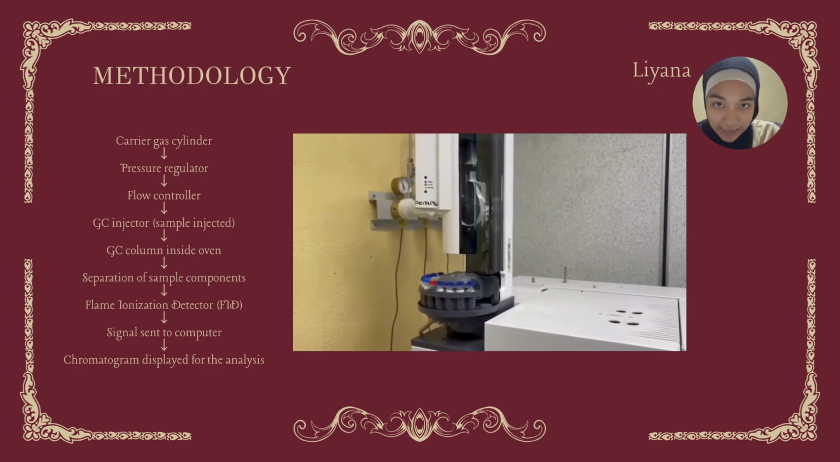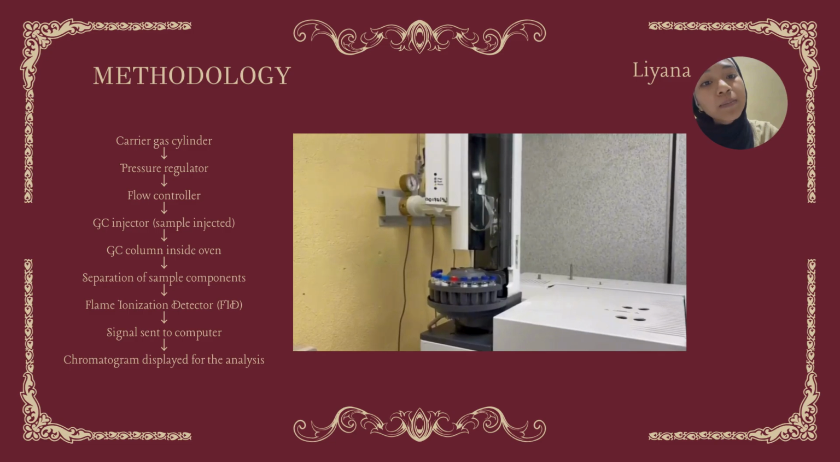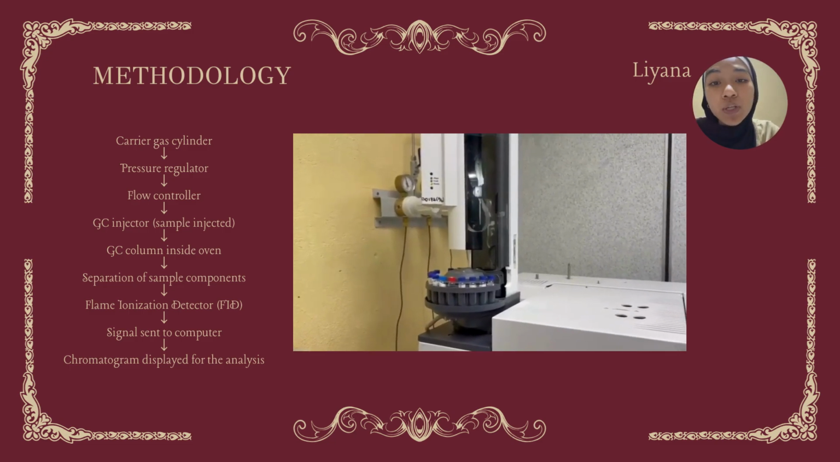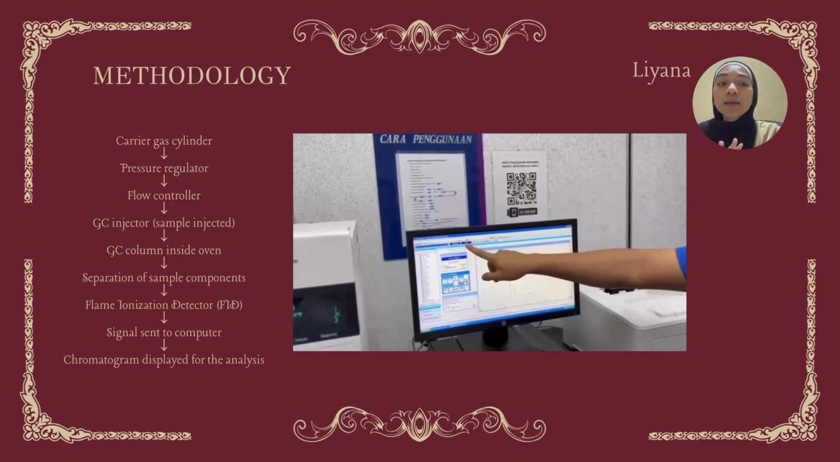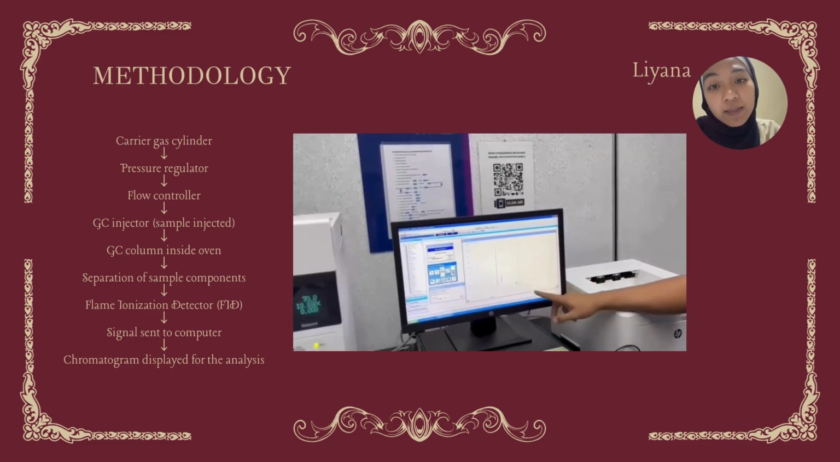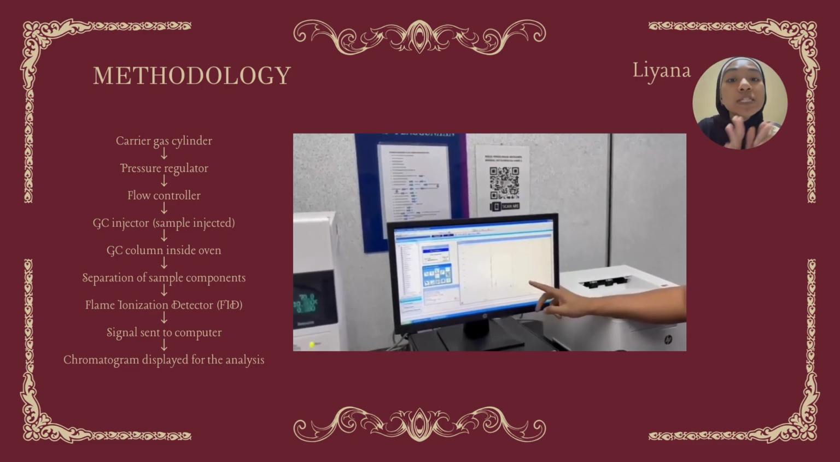Next, the syringe was held vertically with the needle pointing upward, and then the plunger was slowly adjusted until the required volume was obtained at eye level. Then the excess sample was wiped off using a tissue, and finally the prepared sample was injected into the GC injector.